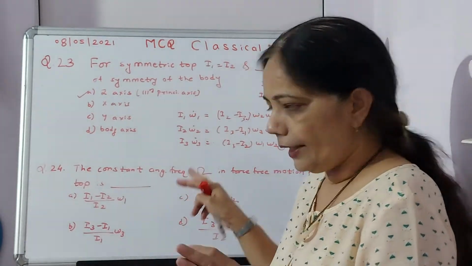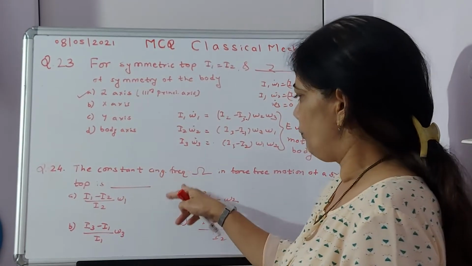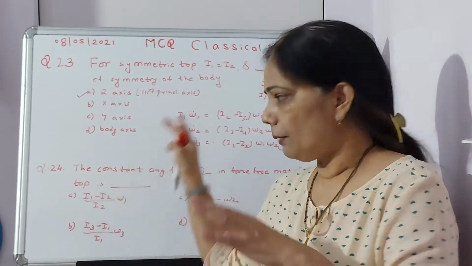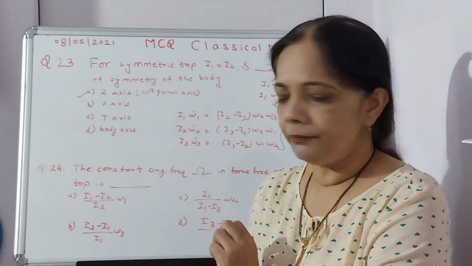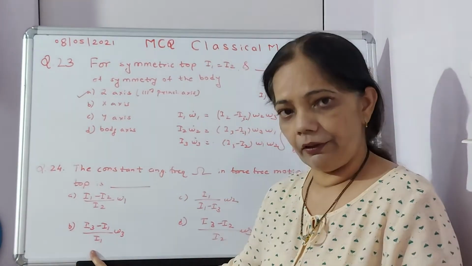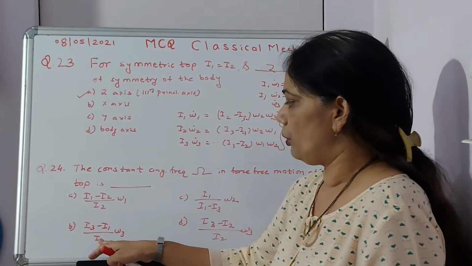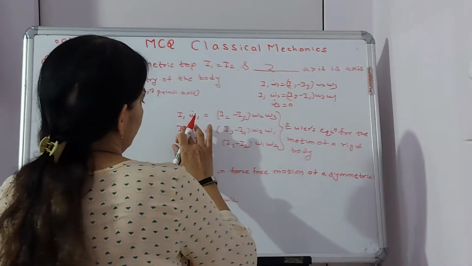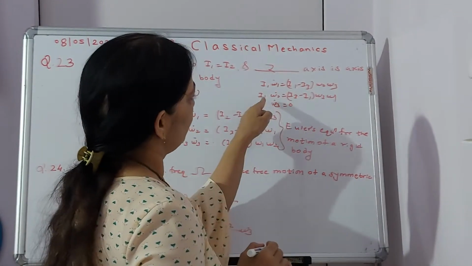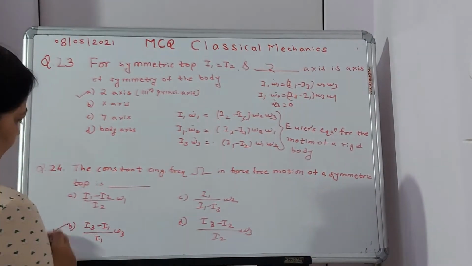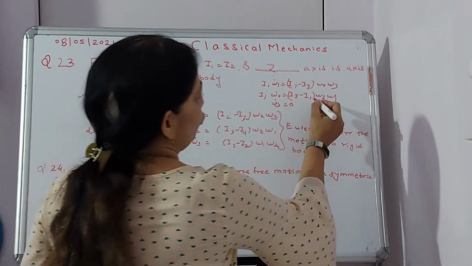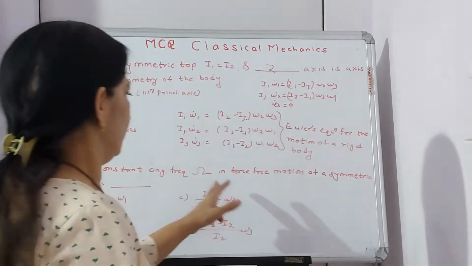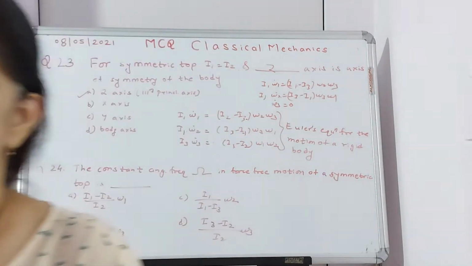Right? Now with the same logic, you have one more question, which is the constant angular frequency omega in force-free motion of a symmetric top. Same thing, I1 is equal to I2, z-axis is the principal axis of the body, everything is the same. So in the derivation, this omega is equal to (I3 minus I1) upon I1 into omega 3. Here also I have to make this I1, like here I made it. So the correct answer is (I3 minus I1) upon I1 into omega 3. In short, this is the value of the constant angular frequency only. Okay, now we'll move towards the next question, question number 25.